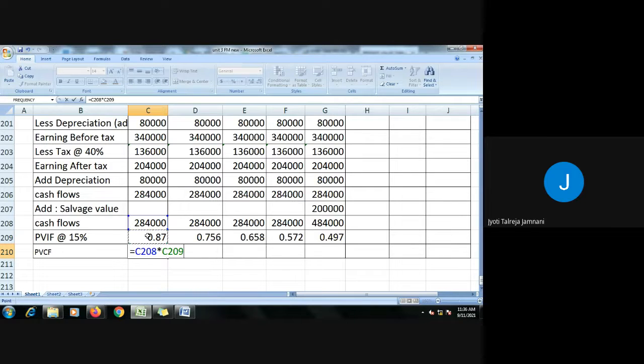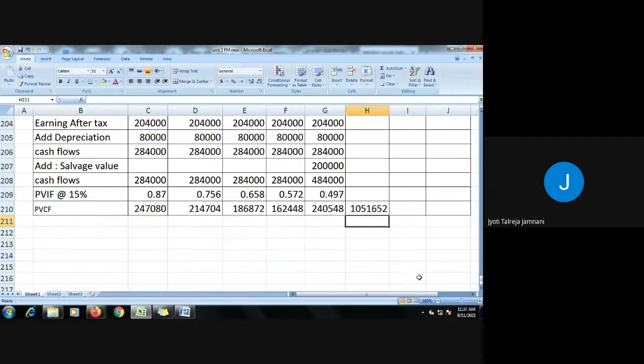You will get the present value of cash flows for all the years if you multiply them. And then you need to find the total present value of cash flows, which is nothing but addition of all your present value of cash flows. So that is 10,51,652.